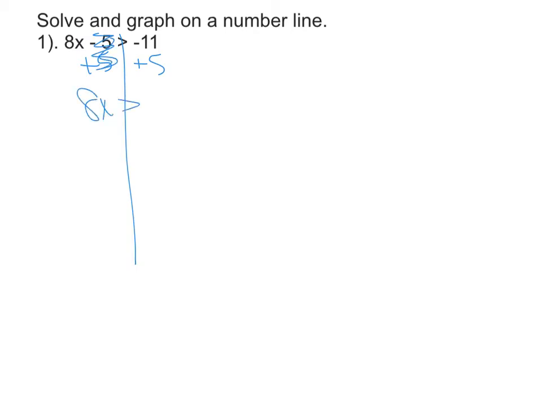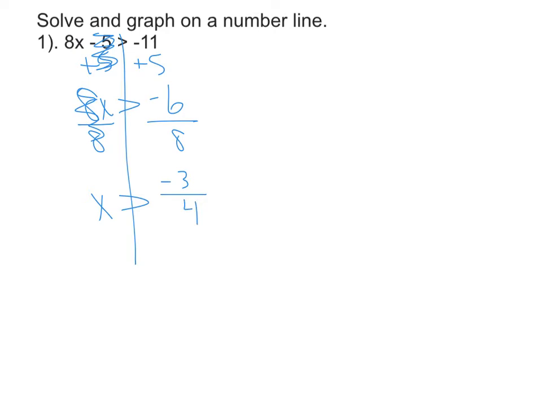Bring down your inequality, which is greater than. And we have negative 11 plus 5, which will give us negative 6. And then we'll divide each side by 8, since that's what's with the variable. So the 8's will cancel. We have x is greater than. Now this is one where we're going to get a fractional answer. So 8 doesn't go into 6 evenly, but we could reduce. 2 goes into both of them. So 2 will go into 6 negative 3 times, and 2 will go into 8 4 times.